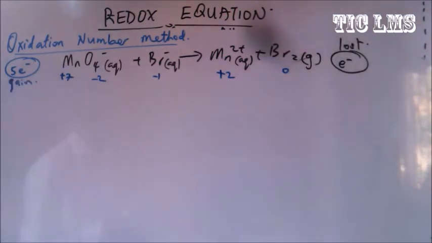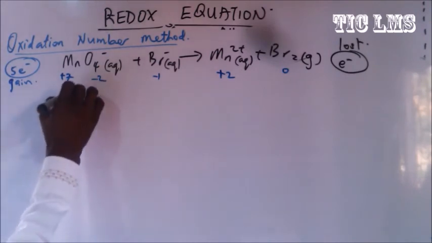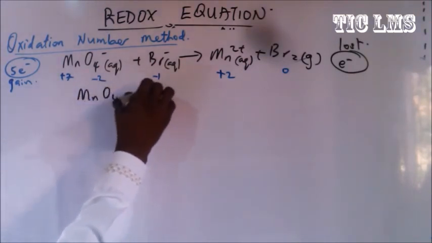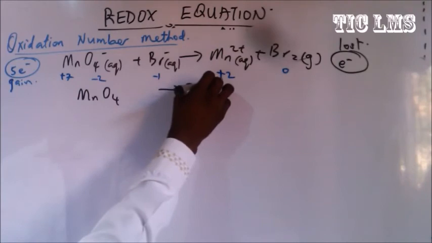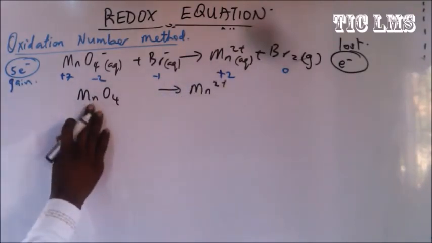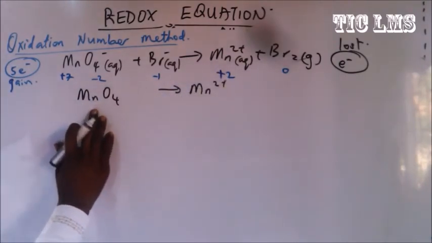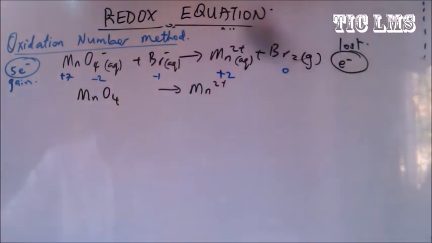So the total number of electrons gained by each MnO4⁻ is 5e⁻. Now the next thing is that we need to balance the equation. How do we balance it? We have MnO4⁻, which gives us Mn²⁺. We have one manganese here and we have one manganese. That is balanced. We're not introducing hydrogen or oxygen there.